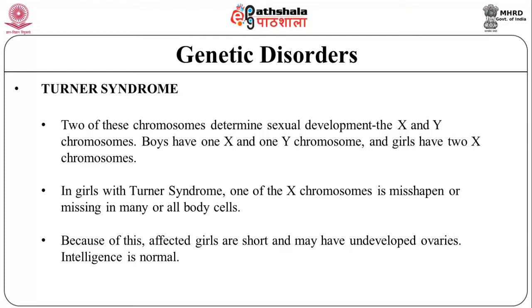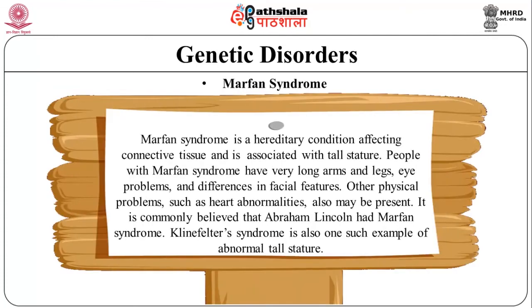Intelligence is normal. Marfan syndrome. Marfan syndrome is a hereditary condition affecting connective tissue and is associated with tall stature. People with Marfan syndrome have very long arms and legs. They have eye problems and differences in facial features. Other physical problems such as heart abnormalities also may be present. It is commonly believed that Abraham Lincoln had Marfan syndrome. Klinefelter syndrome is also one such example of abnormal tall stature.